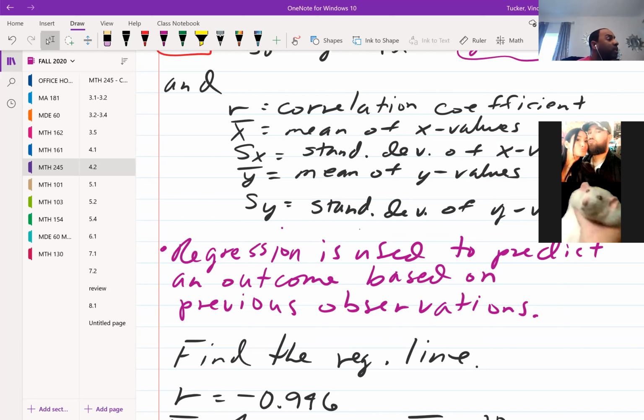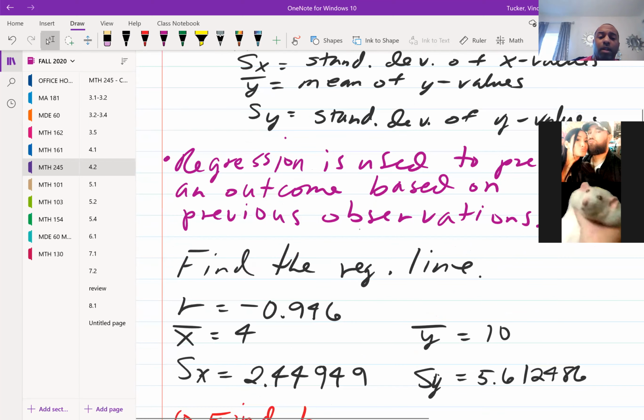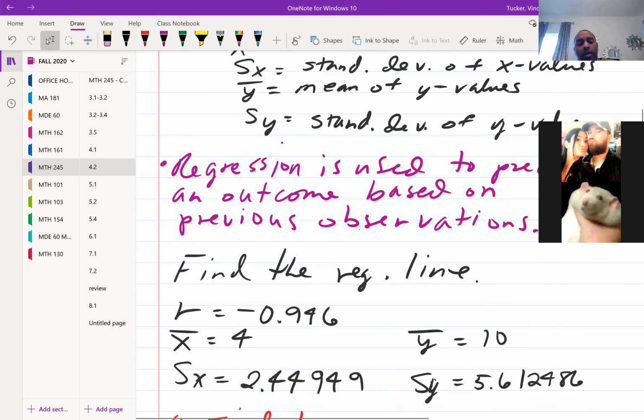So when we get to this next example, you'll be asked to find a regression line. You could be asked to find a regression line one of two ways. They could give you the information like this: they could give you r, x bar, s sub x, y bar, and s sub y. Or they can just give you a set of data, raw data. And then that's when you would use your app, website, or calculator in order to find it. So we'll do an example of both.